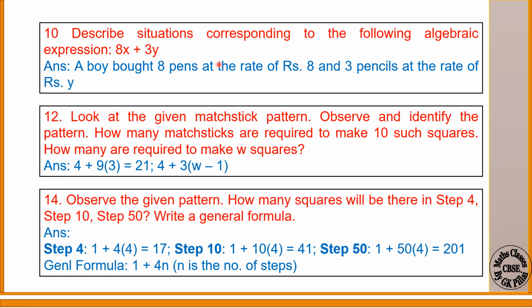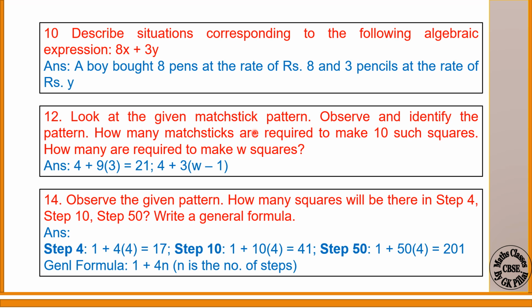These are another set of questions which are definitely easy only. Describe situations corresponding to the following algebraic expression: 8x plus 3y. A boy bought 8 pens at the rate of rupees x. I am just writing this. If you can imagine something else, you can write according to that. A boy bought 8 pens at the rate of rupees x and 3 pencils at the rate of rupees y.